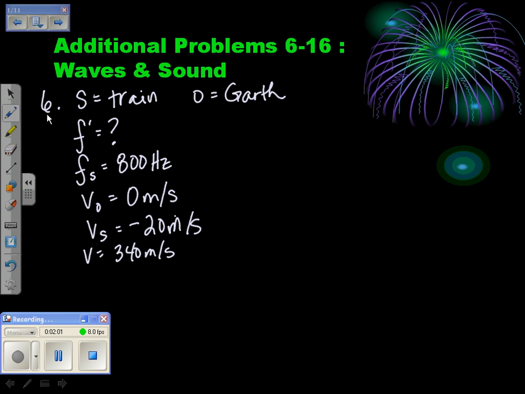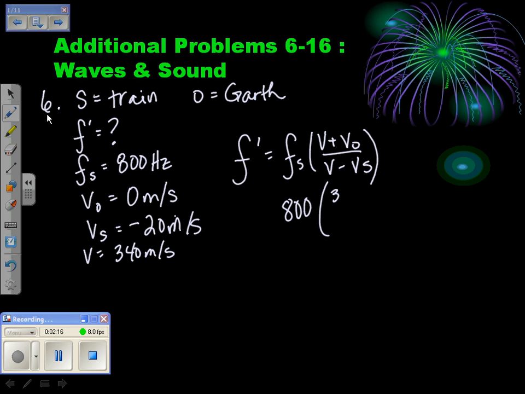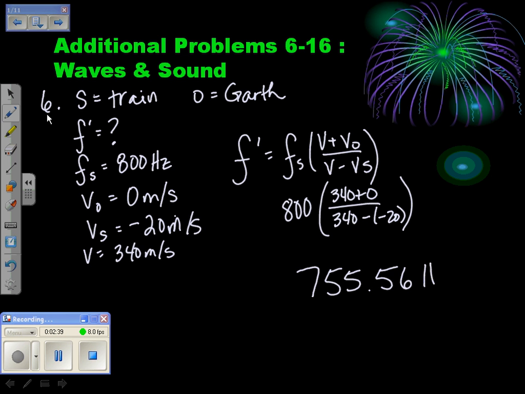So my formula, F prime equals F sub S times V plus V naught over V minus Vs. Plug in numbers. I have 800 times my 340 plus 0 over 340 minus a negative 20. And that's going to end up being plus, okay, because minus a negative is adding. So we should end up with an answer when you actually calculate of 755.56 hertz. That's question 6.